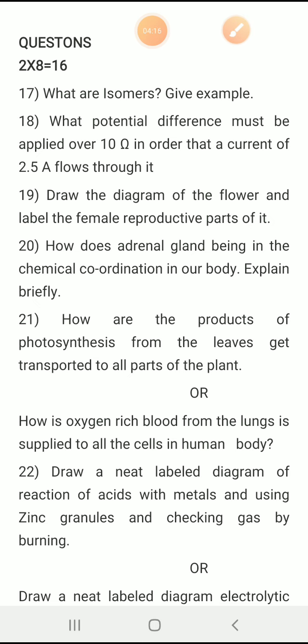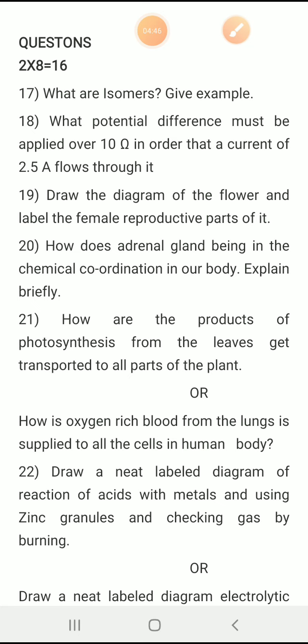So kindly write down these biology questions, and write all the questions in your notes while you are solving the question paper. And kindly don't copy. If you don't know the answer, kindly go through it and write without seeing. And next, draw a neat labelled diagram of the reaction of acid with metals using zinc granules and checking the gas with burning.